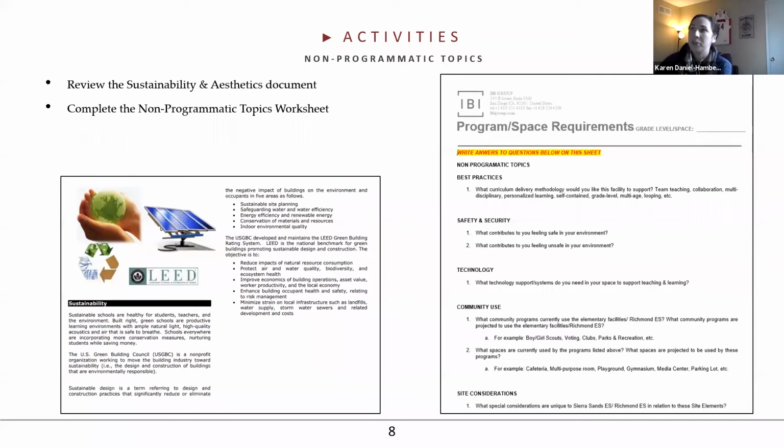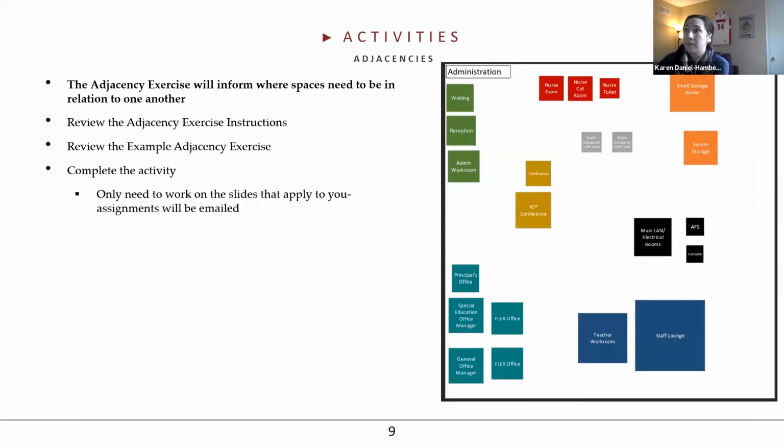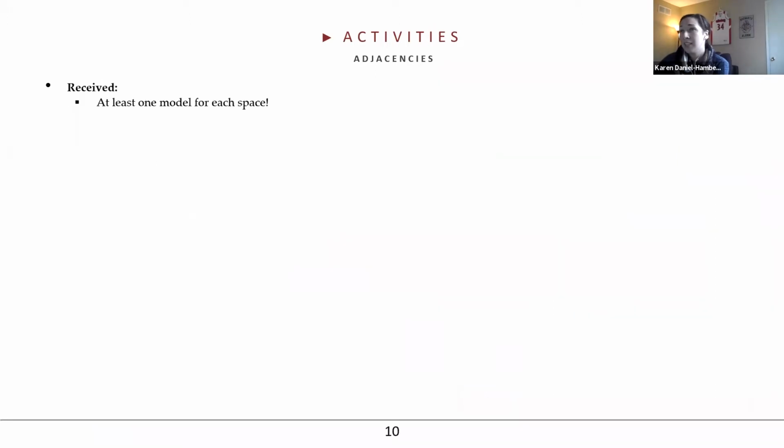We also asked you to do the non-programmatic topics. We got a lot of these back, so thank you again for filling these out. The adjacencies, which I kept saying was fun. I think it's fun. I hope you guys enjoyed working on them. For these activities, we received at least one model for each space. So we are in really good shape here. We were able to put together a model for the entire campus that you will see a little bit later.